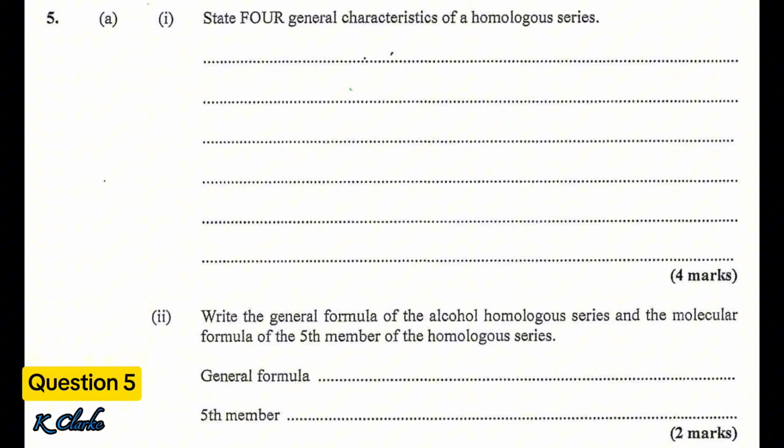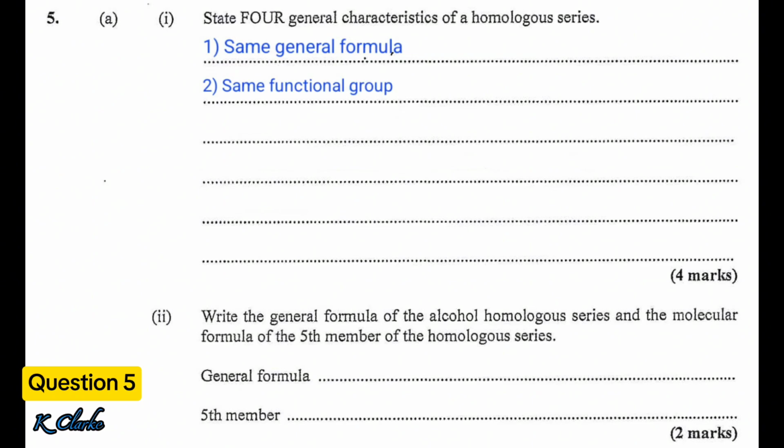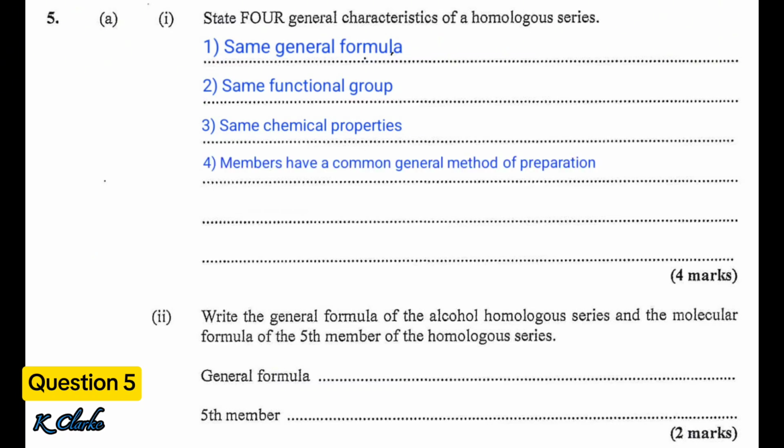Question 5. A. Part 1. State 4 general characteristics of a homologous series. 1. Same general formula. 2. Same functional group. 3. Same chemical properties. 4. Members have a common general method of preparation. Here's another one. 5. Same last name ending.